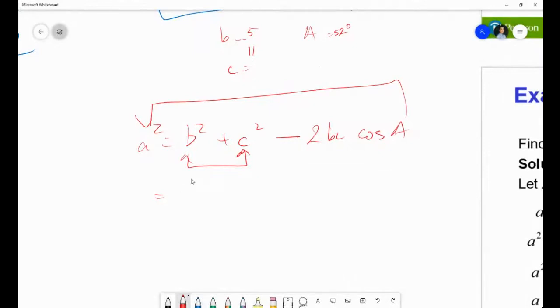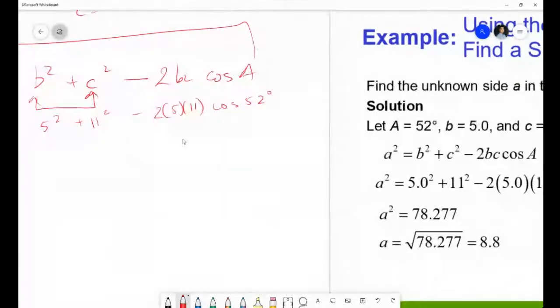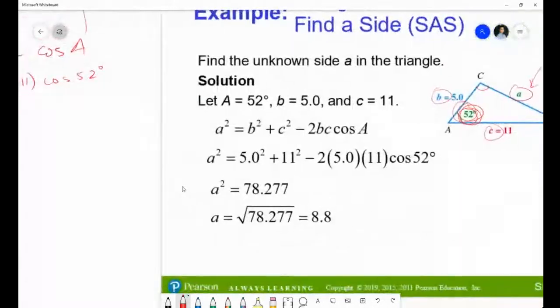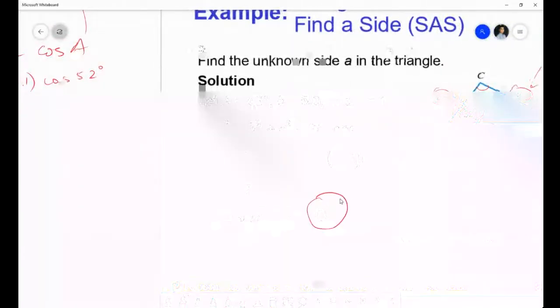Okay, so let's plug it in. B squared, we have 5 squared plus 11 squared minus 2 times 5 times 11, cosine of 52 degrees. All right, don't forget to take the square root as well. So did we get 8.8 for A?